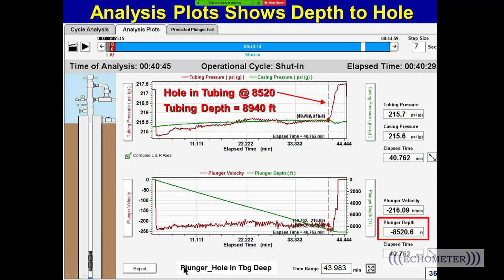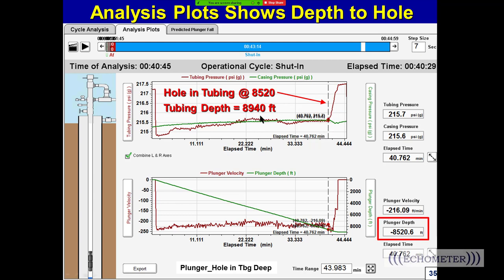Now this is a well that says the plunger hole is deep in the tubing. And what we see here is that the red is the tubing pressure, the green is the casing pressure. And right there, the plunger goes by the hole and the pressure starts equalizing. So we can see this pressure change by looking at the tubing pressure, and we identify the hole. The hole's at 85-20, and it's only about 400 foot off bottom. They were having a hard time seeing this hole. And once they tracked the plunger, they could easily see the hole in the tubing.